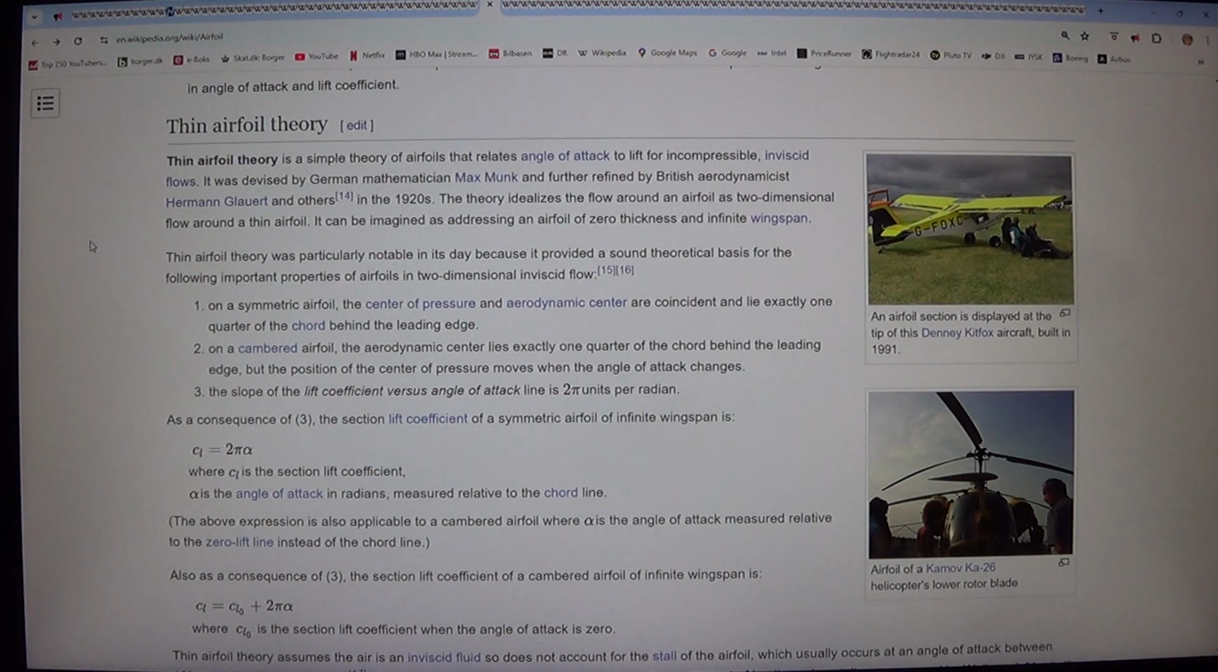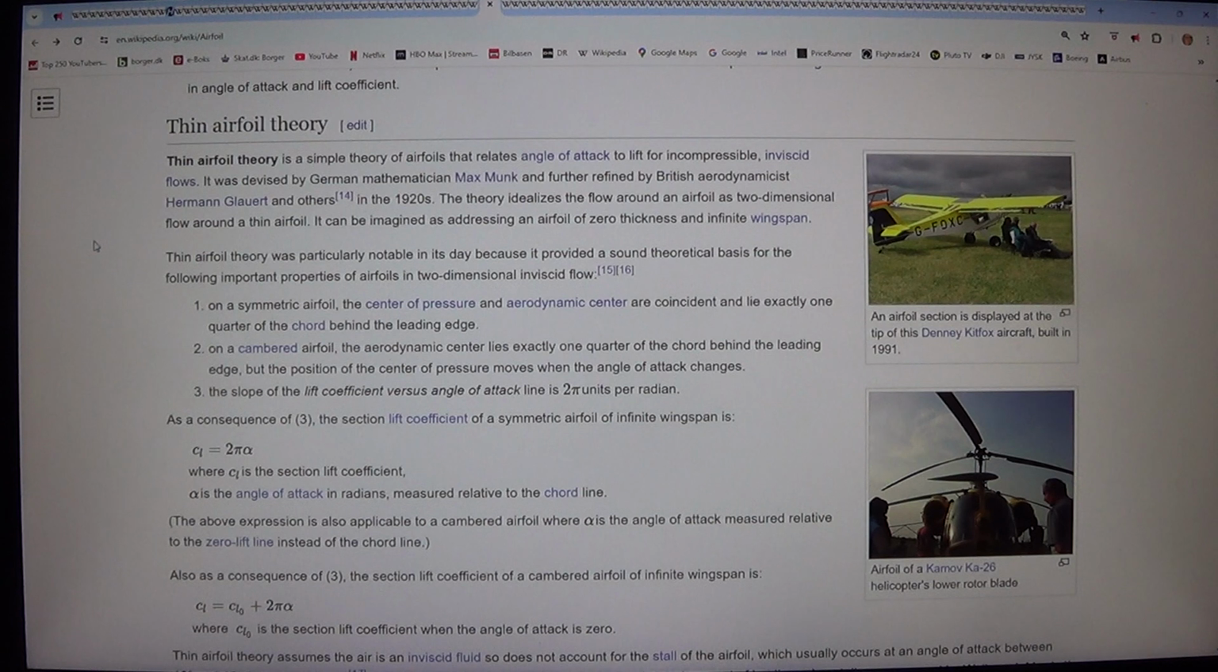It can be imagined as addressing an airfoil of zero thickness and infinite wingspan. Thin airfoil theory was particularly notable in its day because it provided a sound theoretical basis for the following important properties of airfoils in two-dimensional inviscid flow.